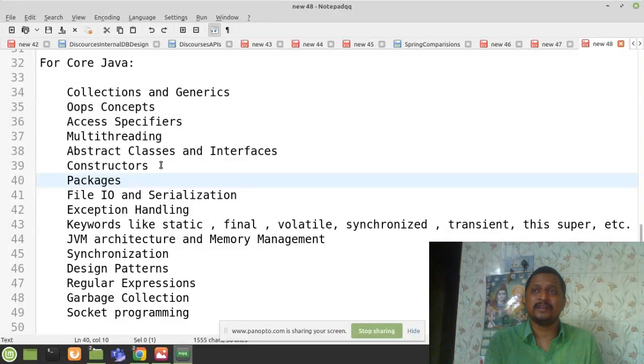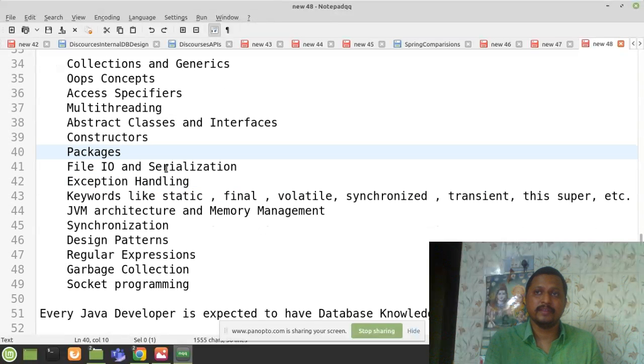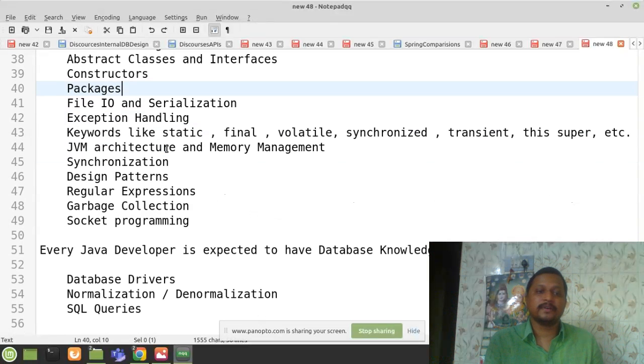So all the keywords available in core Java we must know while developing any application, and also synchronization and different design patterns. Any developer while developing must know all these concepts of core Java to develop any applications, like the garbage collector to maintain memory management, regular expressions for different concepts, and socket programming for different levels.